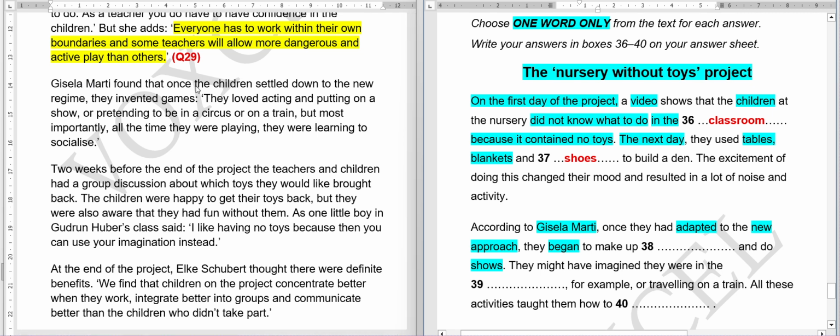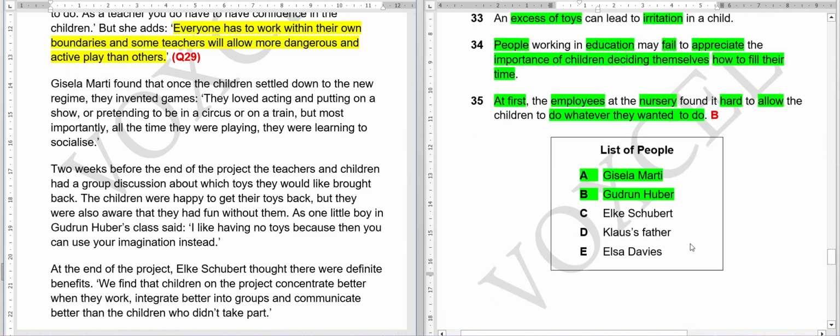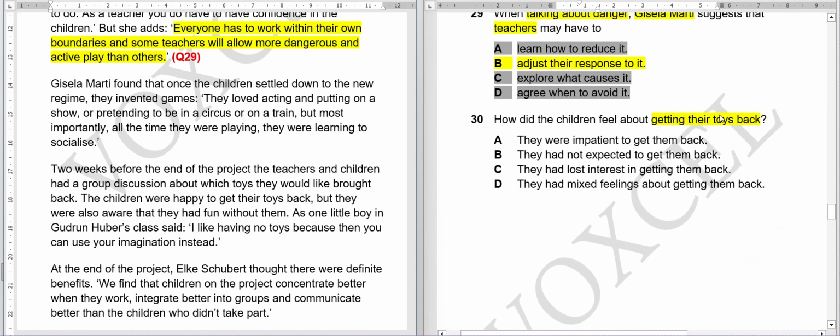Gisela Marti found that once children settled down to the new regime, they invented games. Okay, now there we will do this. If we find getting the toys back, we will mark any answer here. They invented games. They loved acting. Now, one more thing we have found about the new regime and settled down to the new regime. Are these words ringing any bells?